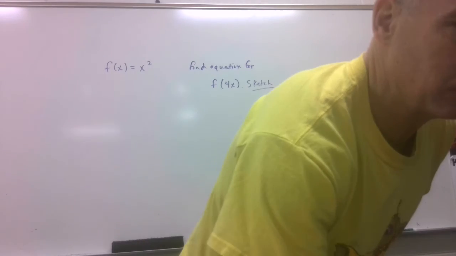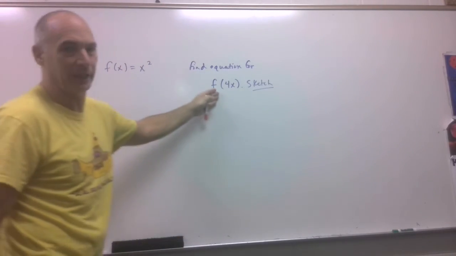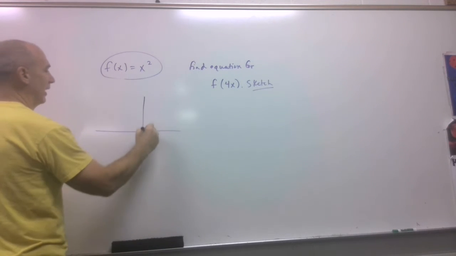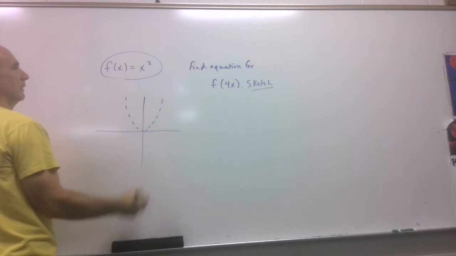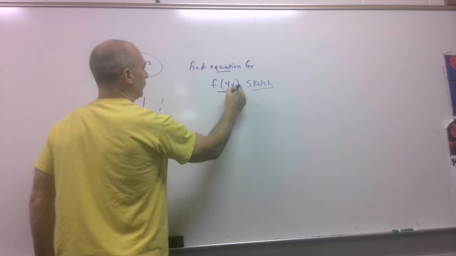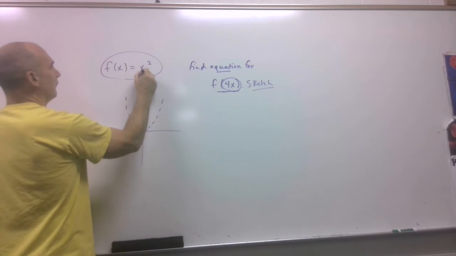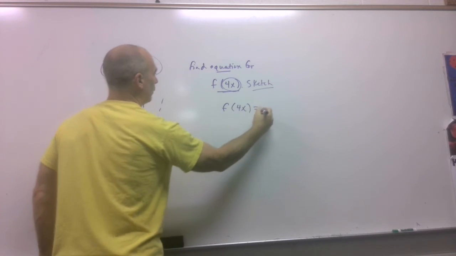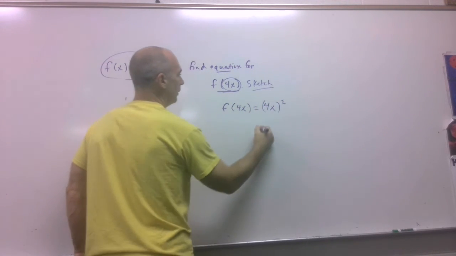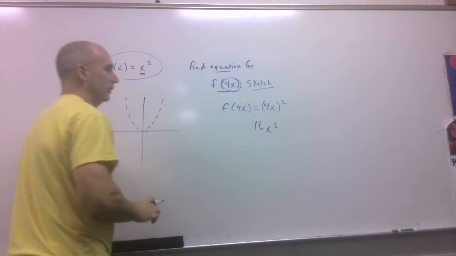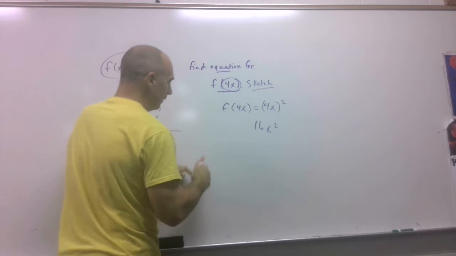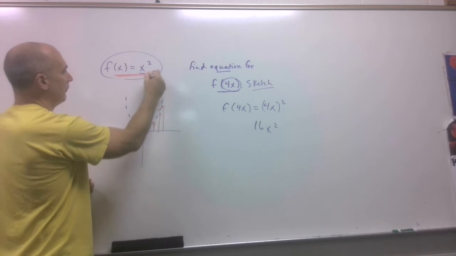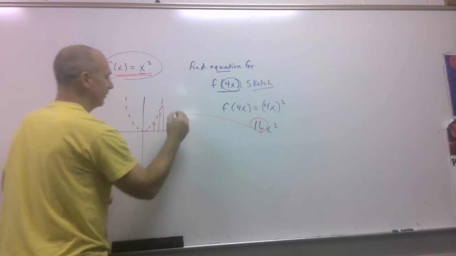One more concept. All right, last thing. So what we're going to do is we're going to remember our parent function, f of x equals x squared, looks like this. And then it's saying find the equation for this, which means take 4x, put it in for x, and see what happens. So we get f of 4x equals 4x squared, which is 16x squared. And if you think about it, what this is doing is every value for y in the original parent function is being multiplied by 16.